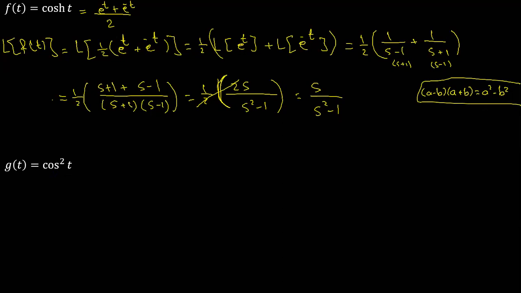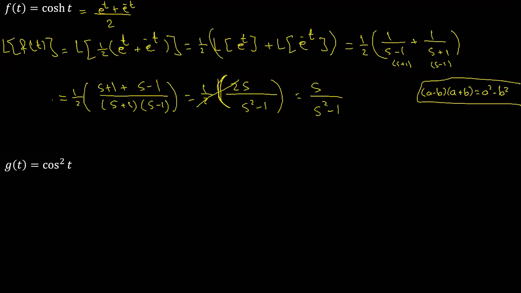Let me go to the second problem. g(t) equals cosine squared t. Do you have any rule in your table to find the Laplace of cosine squared t? No. The rule is only for cosine t. So what should I do? I will integrate. Yes, you can integrate the cosine squared times the exponential, but it is very difficult from 0 to infinity. So what should I do?